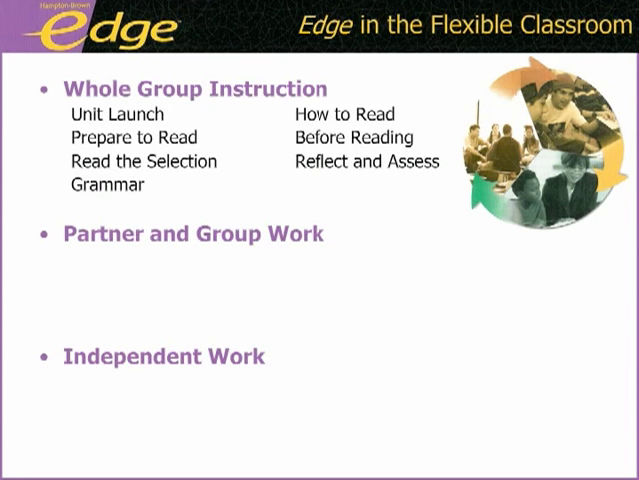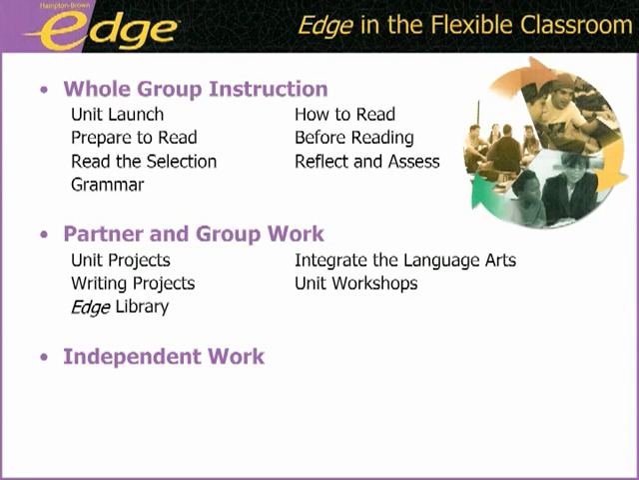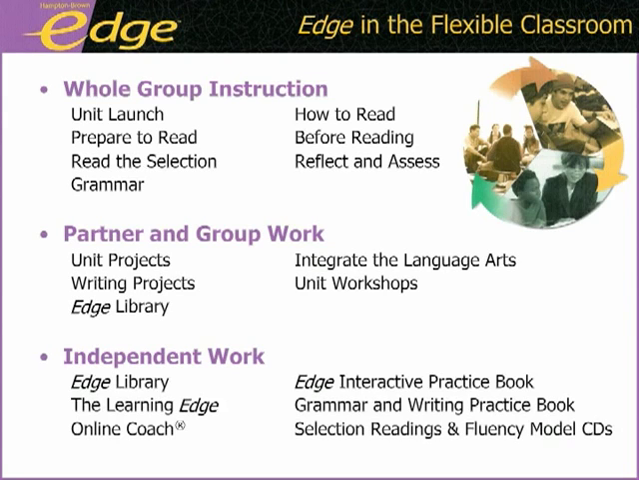Some of the lessons that work best in a whole group setting include the unit launch, how to read and prepare to read lessons. When students are working with a partner or small group, they can work on the unit project, unit workshops, or the writing project. And while working independently, students can read their EDGE library book, work in their interactive practice book, use the Learning Edge, or listen to the selections and fluency models. So depending upon the amount of time that you have to work with your students, let's look at some sample schedules.